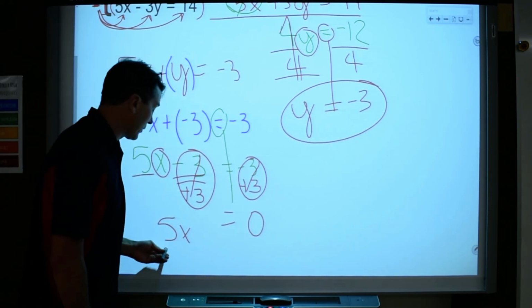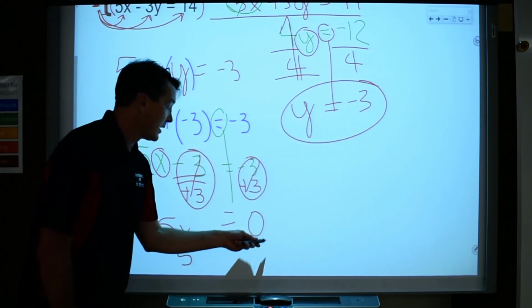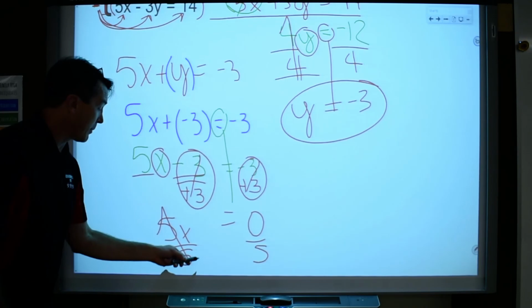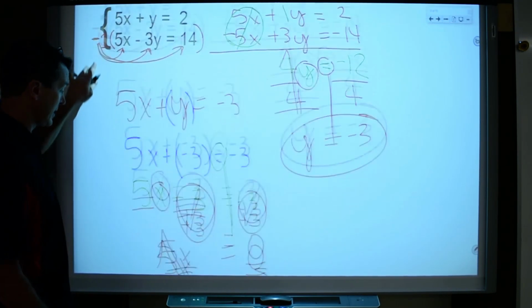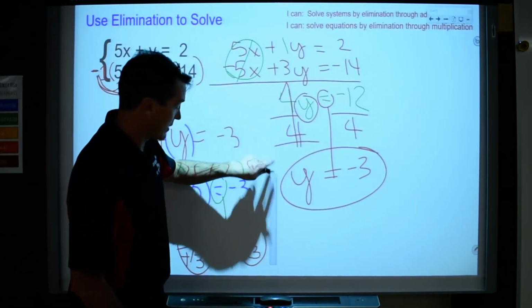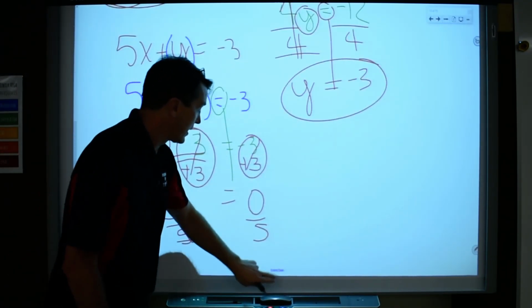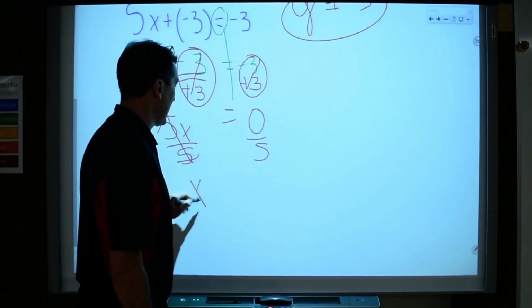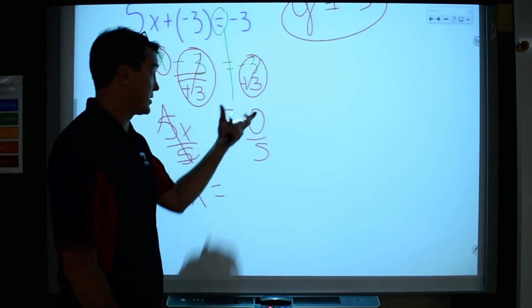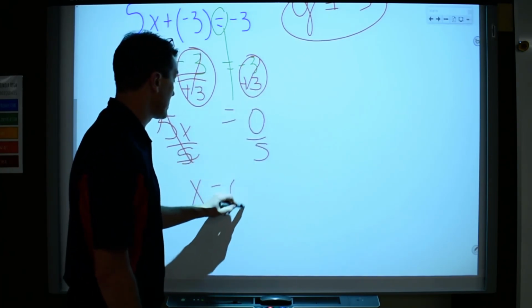And then now I have to get rid of the coefficient. Divide by 5. Divide by 5. 5 divided by 5 is 1. That gives me x. And 0 divided by 5, again, 0 in the numerator is okay. That's just going to give me 0.